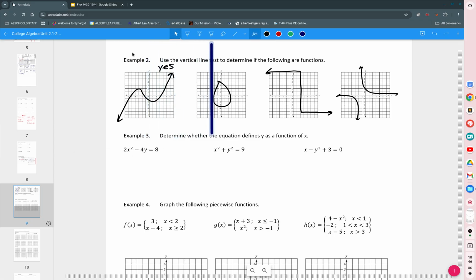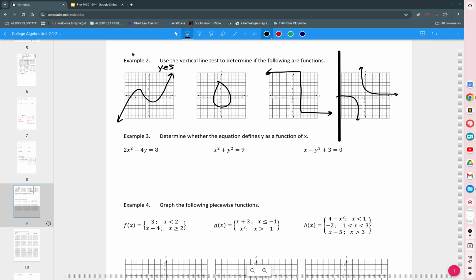Is the second one a function? No. Is the third one a function? No, because when you put it here, it overlaps that vertical line, so it crosses an infinite number of times. How about the last one? Yes. So the first one is a function, the second one is not. The third one is not, and the fourth one is.